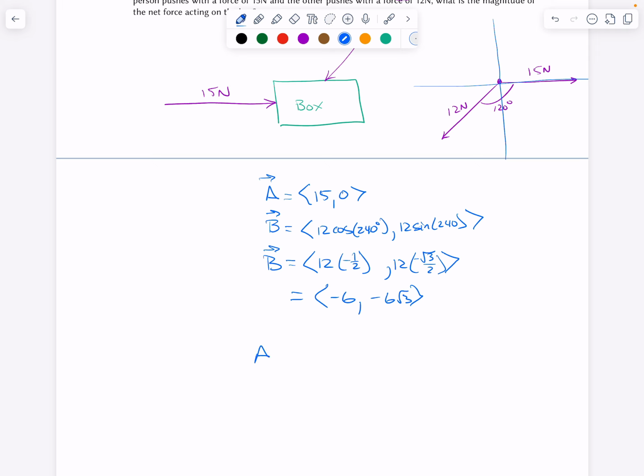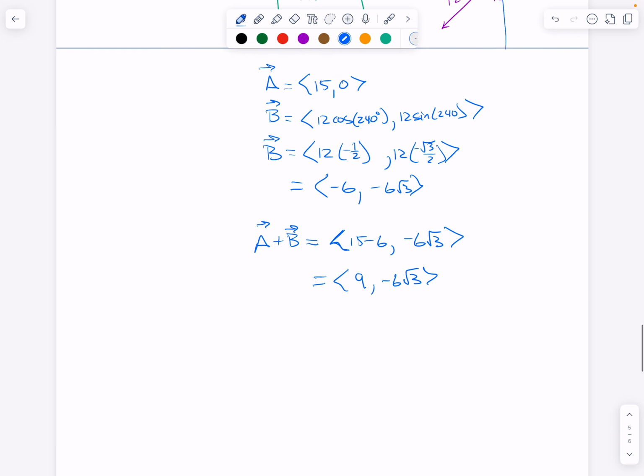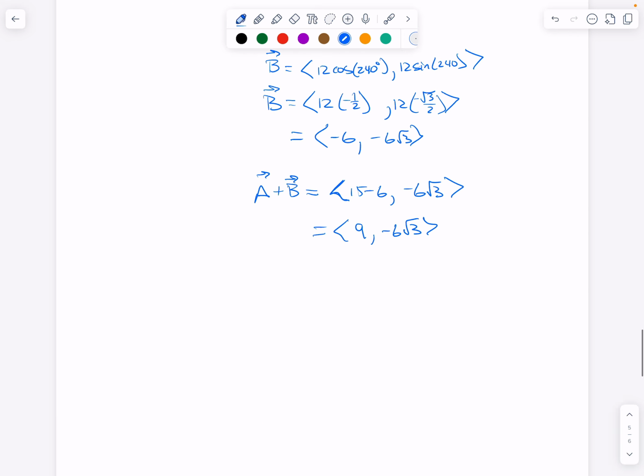Let's add those together. If they could push the same direction, they'd probably make more headway, but here we are. When we add these together, I get 15 minus 6 and negative 6 radical 3. So that's going to be 9 and negative 6 radical 3. What does it say we want to do? What is the magnitude? Okay, magnitude is easy. We'll call this C, the resulting force. Now we'll just do the magnitude.